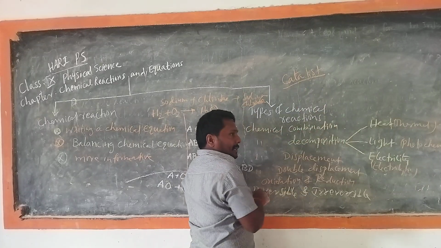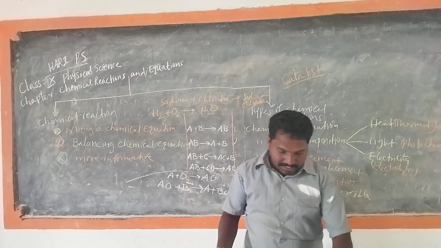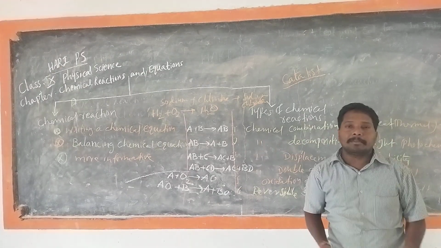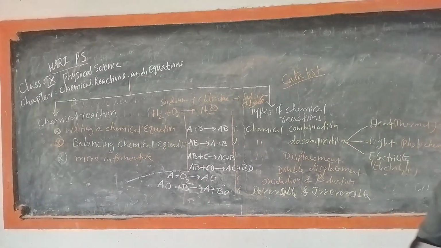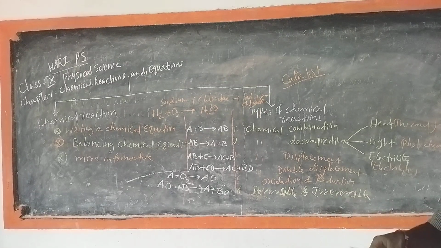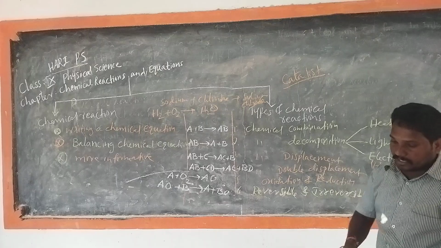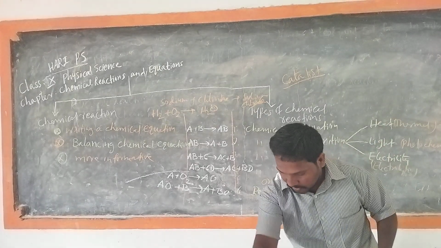Catalyst is a substance which is not involved in a chemical reaction, but changes the rate of chemical reaction. Catalyst is a substance which is not involved in any chemical reaction. But what will happen? It changes the rate of reaction. This is also one of the important points.